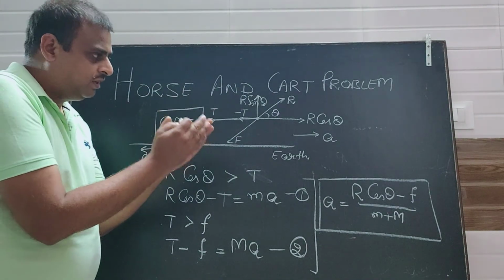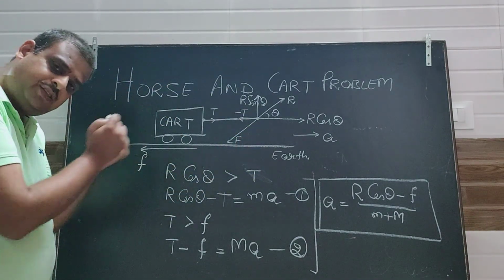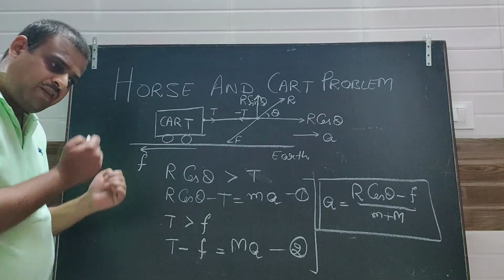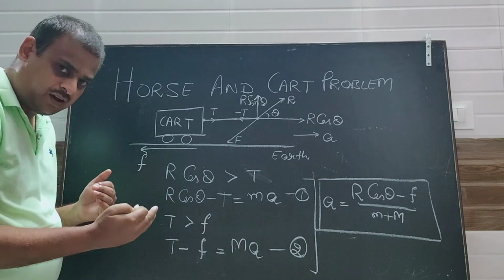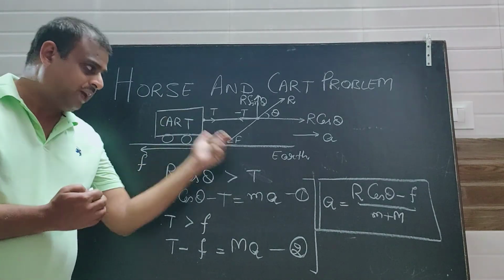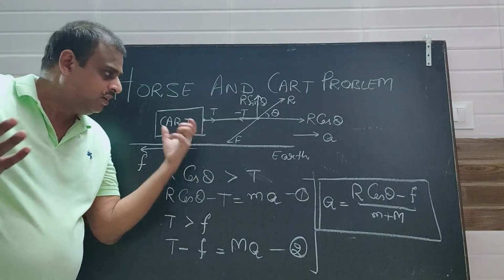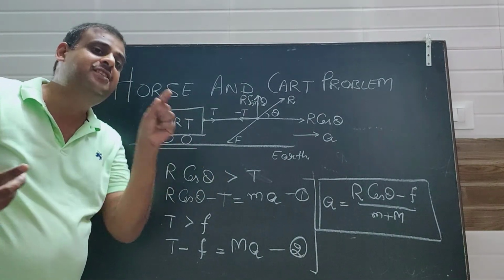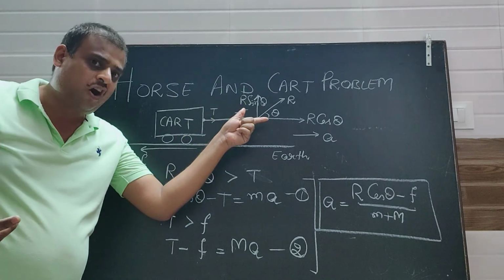Horse cart is one body, earth is second body. I have started my lecture from Newton's third law, where I have told you that we require two bodies. One body is earth and the second body is cart and the horse.